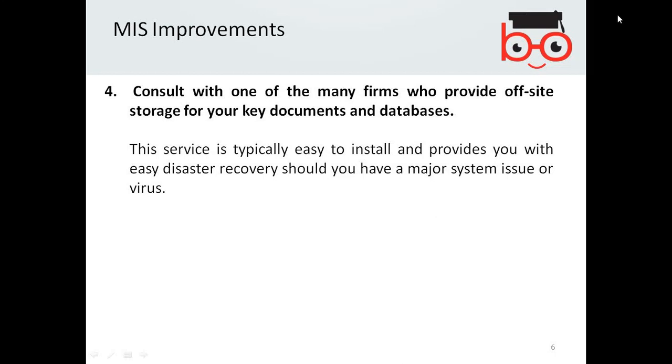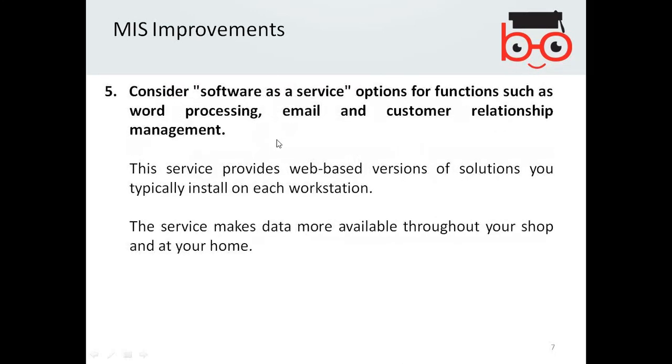Okay. Consider software as a service options for functions such as word processing, email, and customer relationship management. This service provides web-based versions of solutions you typically install on each workstation. The service makes data more available throughout your shop and at your home.